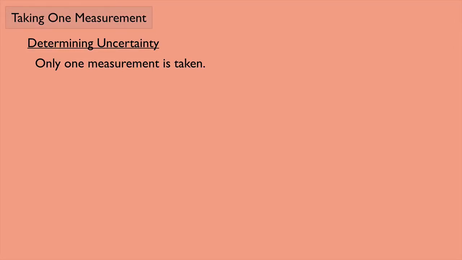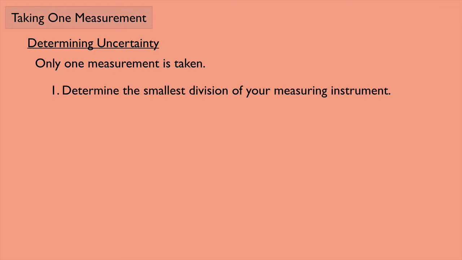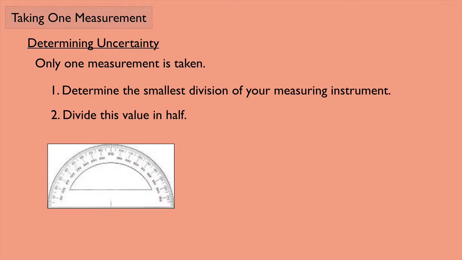So now we're going to look at how to determine the uncertainty when only one measurement is taken. And there's two steps here. Step 1 is determine the smallest division of your measuring instrument. And then step 2 is divide this value in half, and that's the uncertainty. So for example, if you're using a protractor to measure an angle, the smallest division might be 1 degree, and so the uncertainty would be 0.5 degrees. That's half of 1 degree.